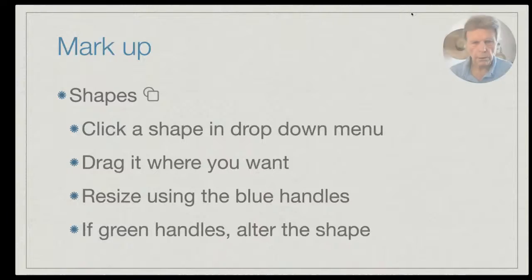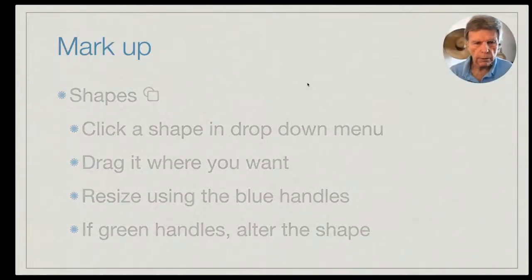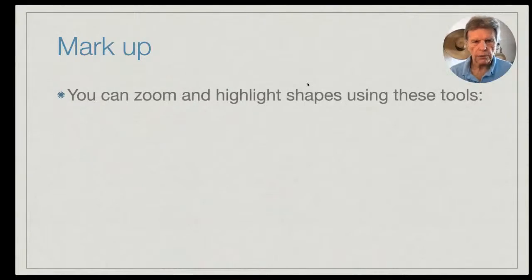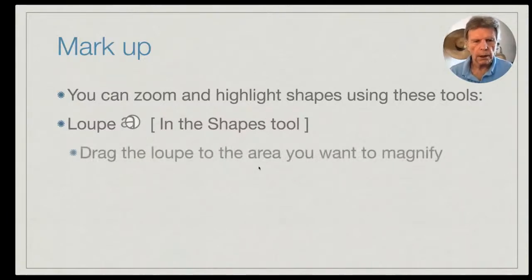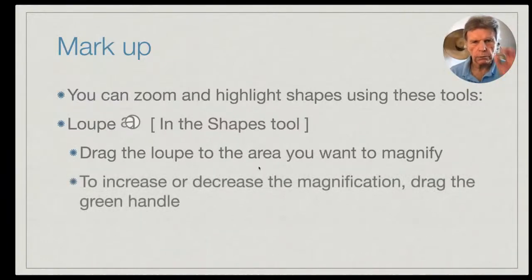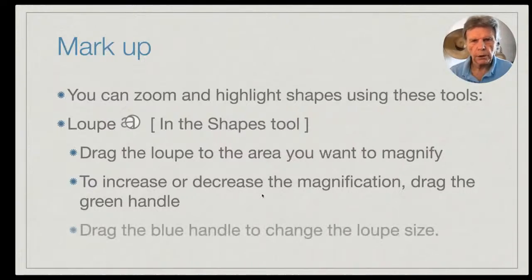So let's go back here. And let's look at zooming in. So there's a loop tool, which is cleverly hidden in the shapes drop down. And with that, you can drag the loop over the area that you want to magnify, just like you would a regular loop. And then you can increase or decrease the magnification with the green handle. And then with the blue handle, you can change the area that the loop is looking at. So let's look at that.